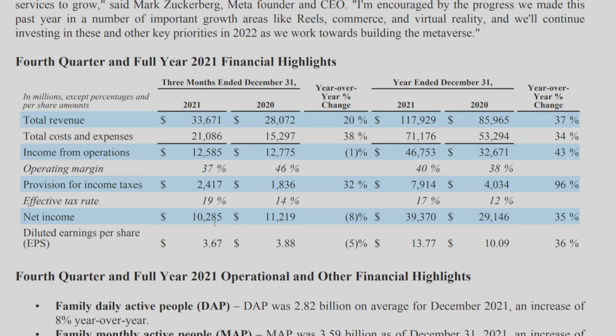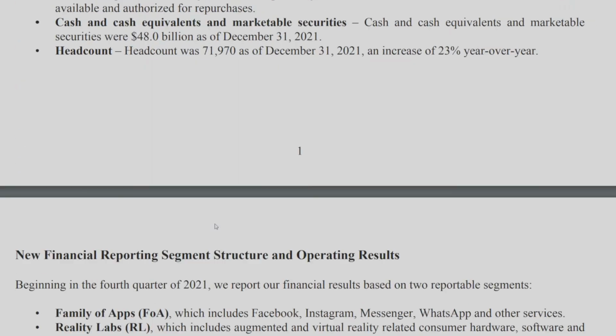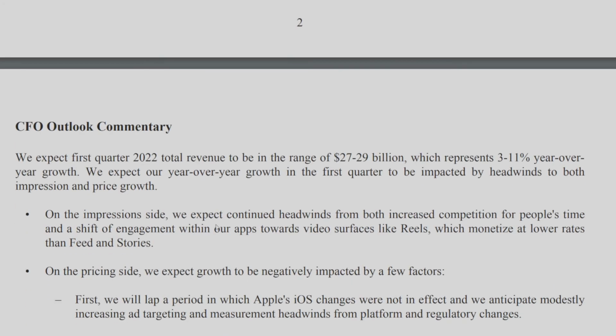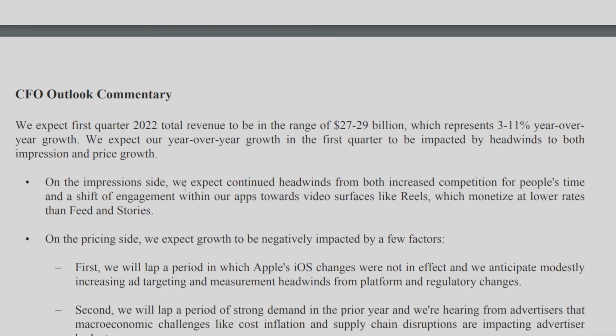The next thing you want to look for is the future outlook. Once you scroll, you may see it on the second or third page, and in this case, we see it on the third page. We see that the CFO outlook is that they expect, in the first quarter of 2022, to have a total revenue between 27 and 29 billion. This is not the net income, but rather the total revenue.